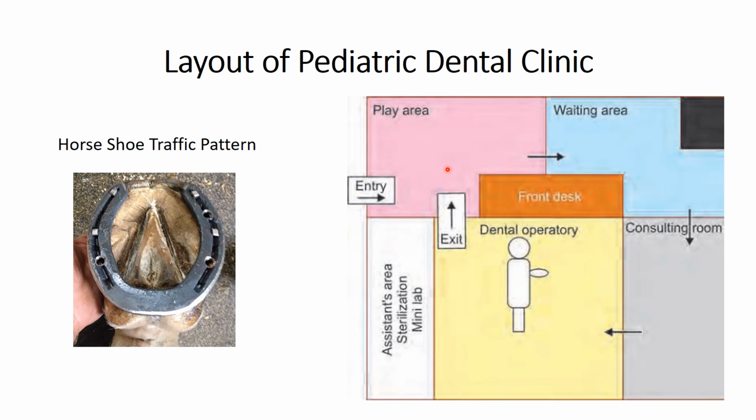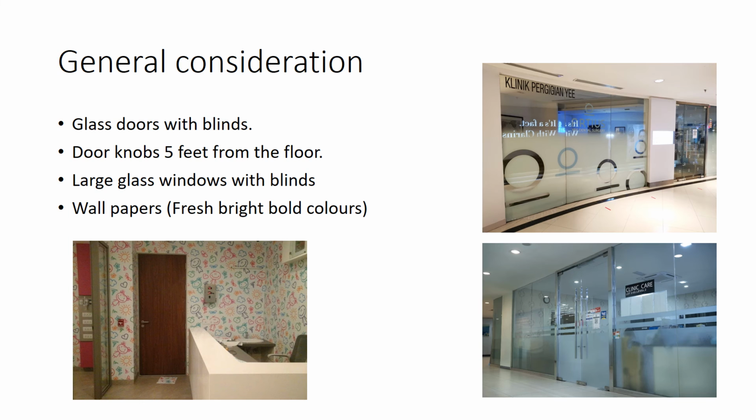This is called a horseshoe traffic pattern, and try to remember that a pediatric clinic should have a horseshoe pattern. It's very useful. It avoids traffic congestion that happens when you go back through the same area, and you can have a smooth flow of patients. Once the child is in the dental operatory, maybe your dental hygienist or dental assistant is sitting in the consulting room trying to educate the parents about something while they wait for their turn. Okay, so this is the horseshoe pattern.